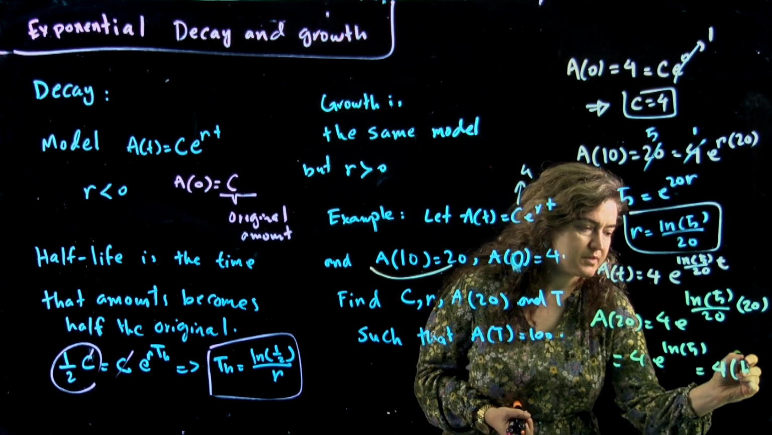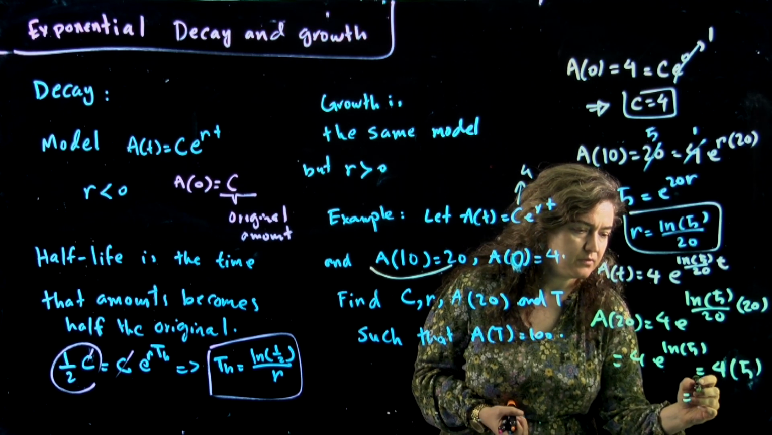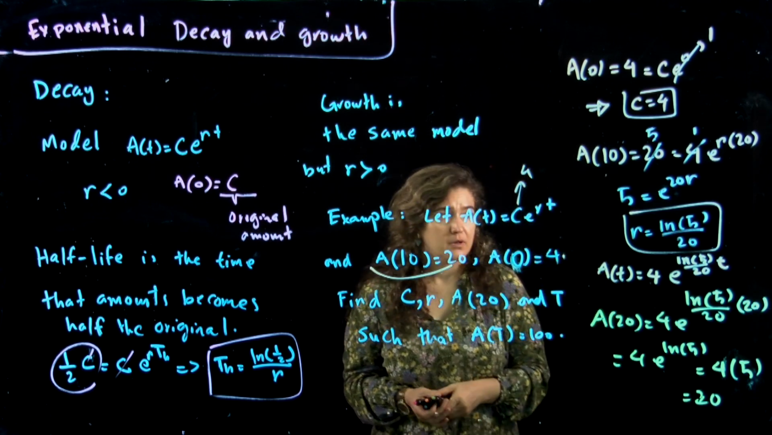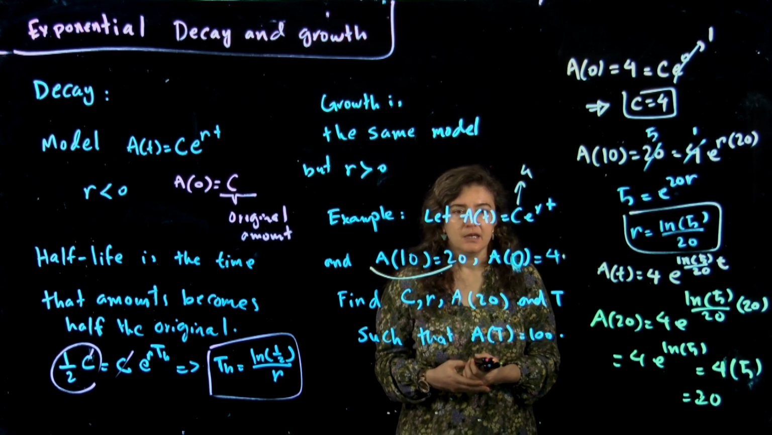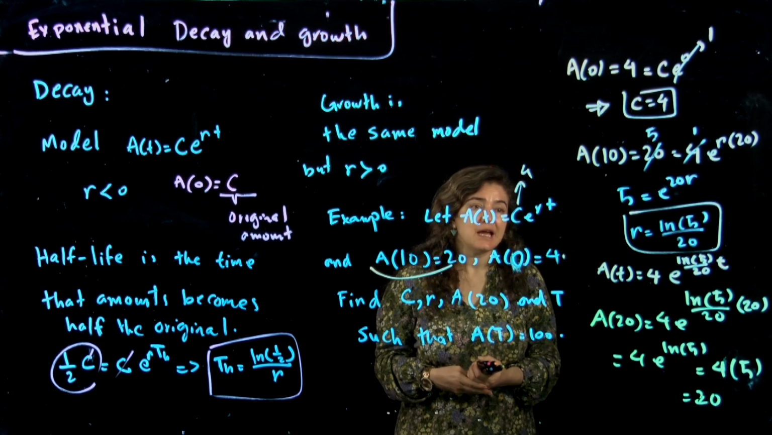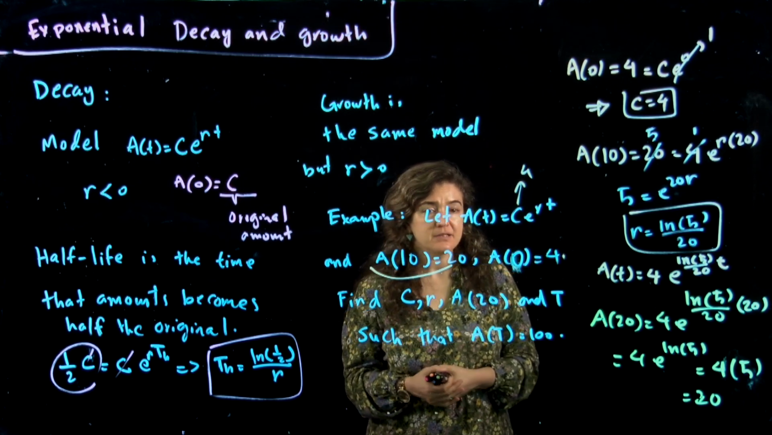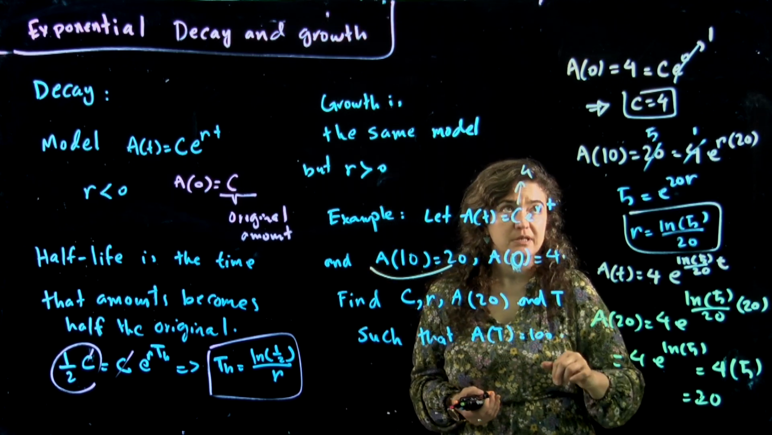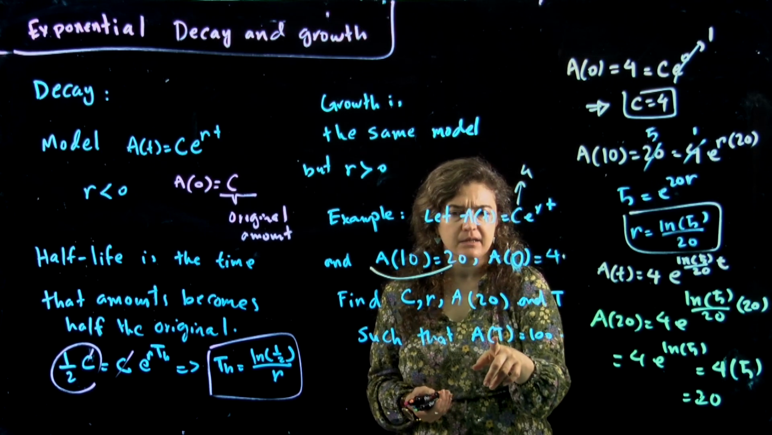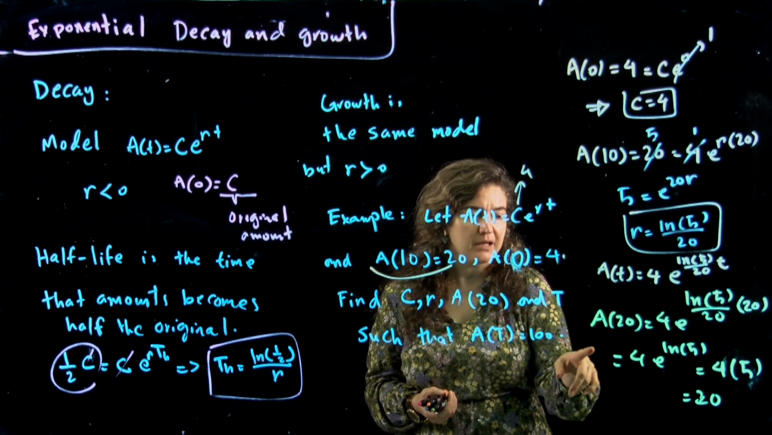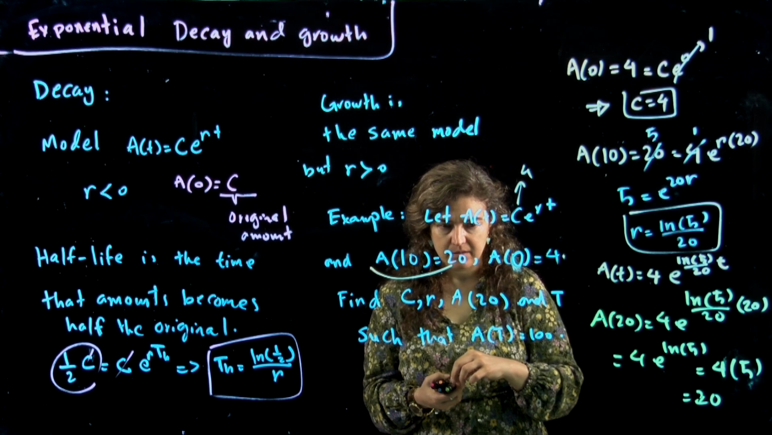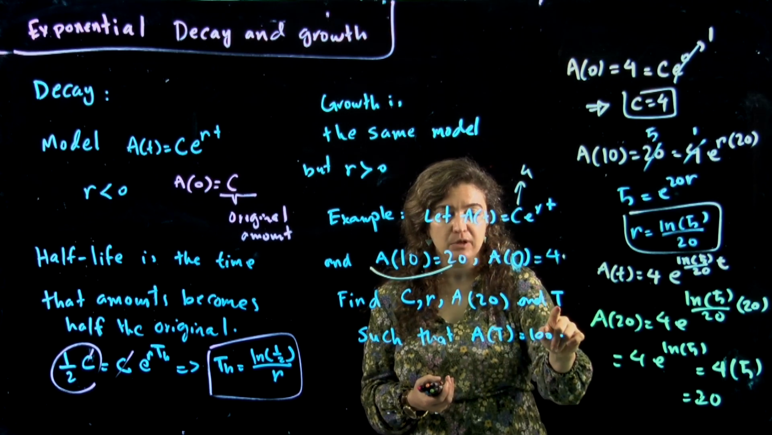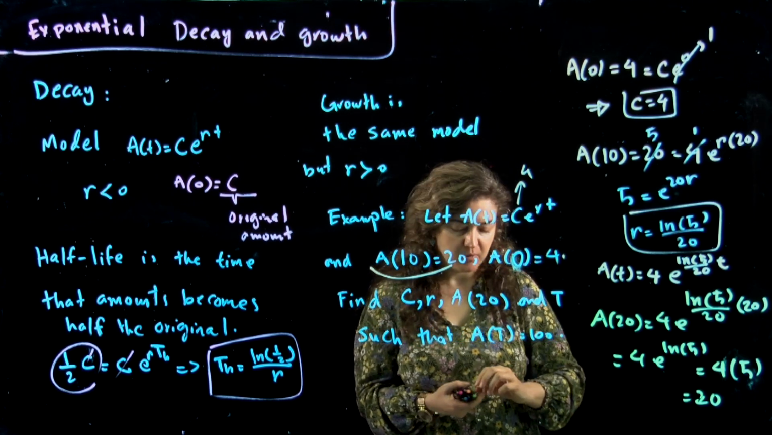So 4 times 5 equal to 20. And so that's the final answer. So a of 20 is equal to 20. And then a of t, we have to calculate a of t. Oh, we have to calculate time t such that a of t is 100.